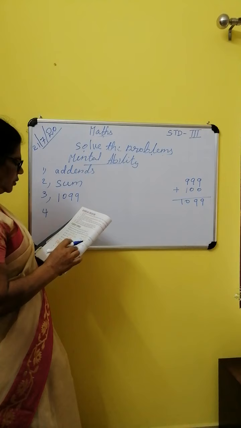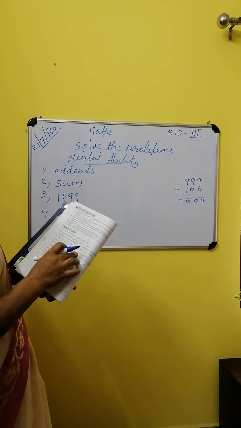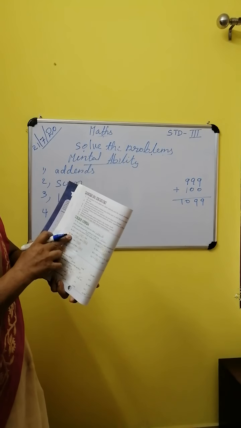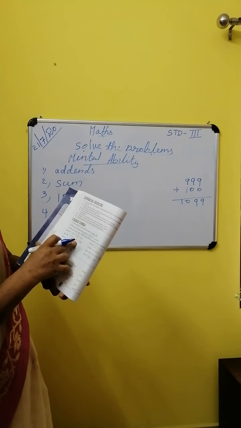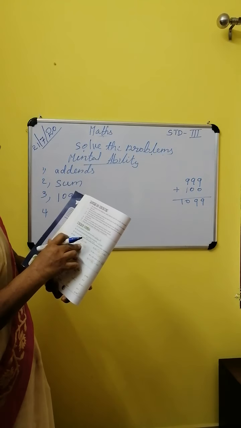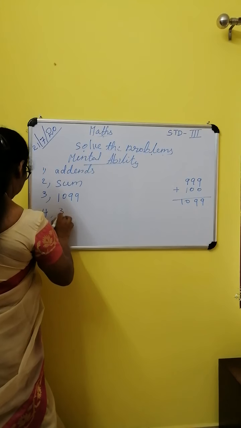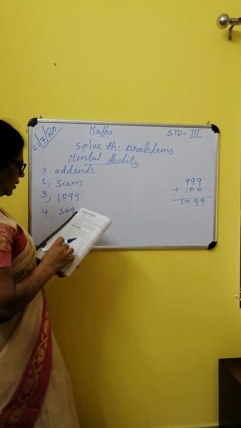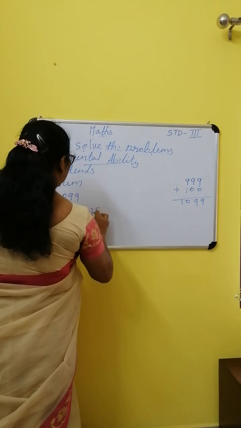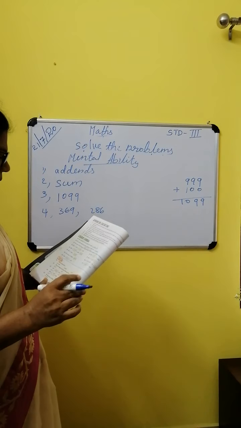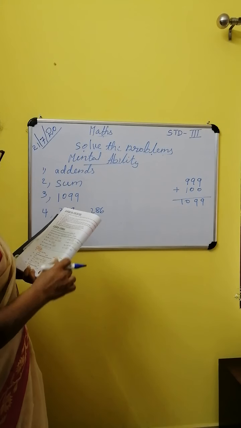Then fourth one, first column. This is reverse. Before equal and after equal. First number is 286 before equal, after equal 369. So 369 you can put in the first column. Next, the first number you can put in the last column, 286. Understood?